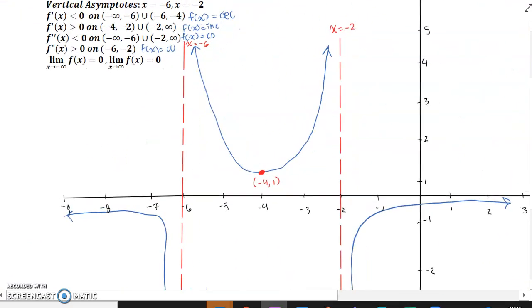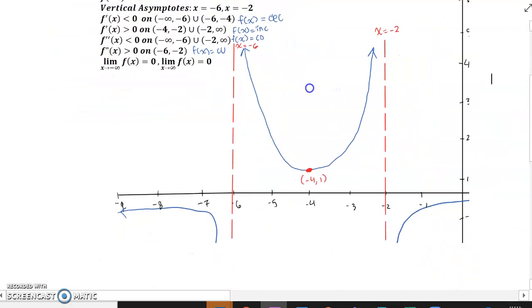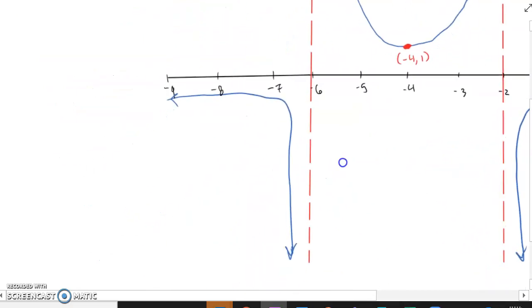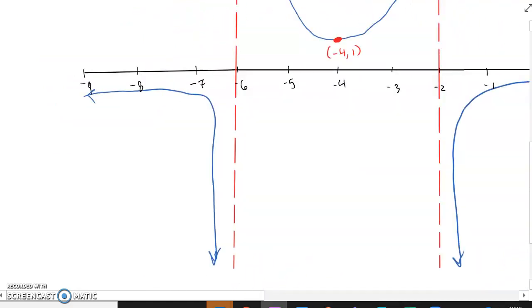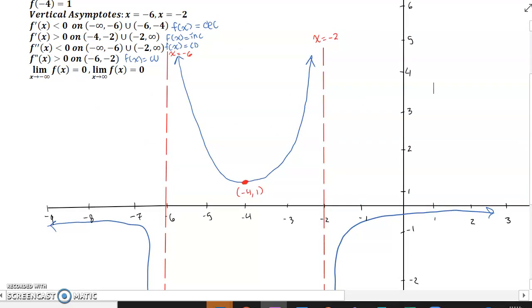I knew that f prime of x was smaller than 0 from negative infinity to negative 6, which means f of x is decreasing. To intertwine that with the fact that it's concave down from negative infinity to negative 6, which you can see from the f second prime of x, I end up with this part of the function, because as you can see, it's decreasing and concave down. So that is for anything from negative infinity to negative 6.